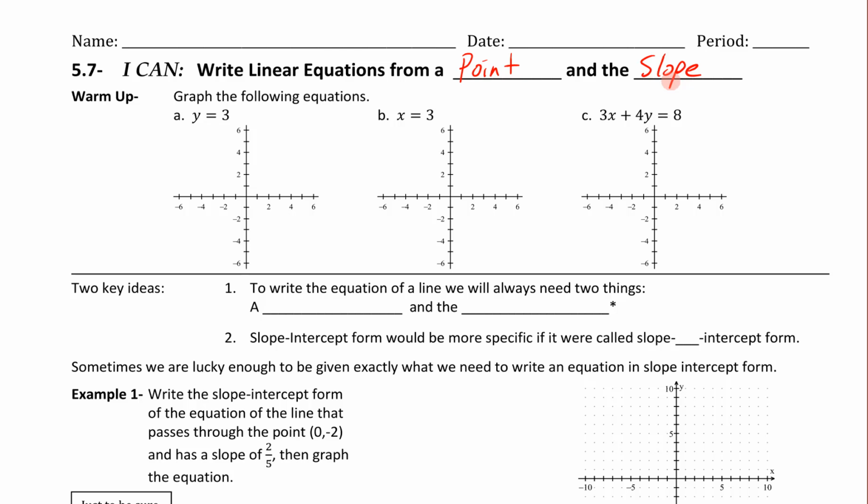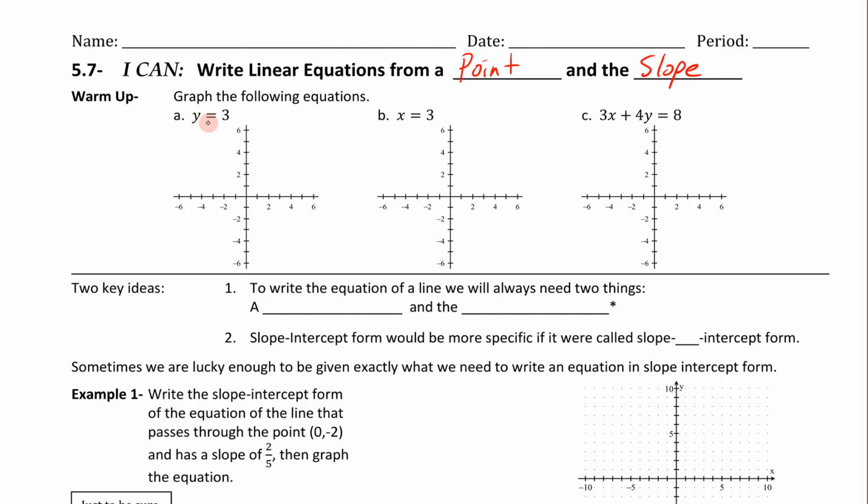And we've been investigating horizontal and vertical lines. But now we're going to come up with the linear equation from just a point and the slope. So go ahead and fill in the I can statement and let's take a quick look at the warm-up. It says graph the following equations. So we've got three of them to graph here.